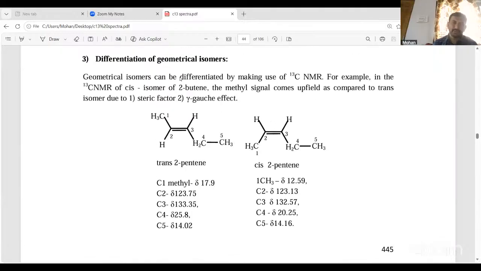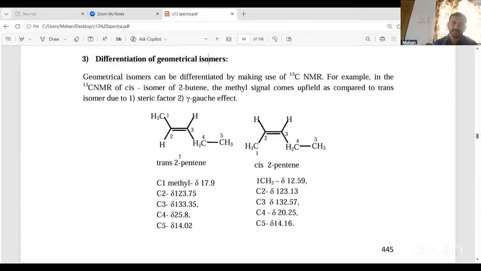So for example, here you see differentiating the geometrical isomers. What are the geometrical isomers generally? The cis-trans isomers. In the olefins, you can see these geometrical isomers. The cis carbon and the trans carbon will show different C13 chemical shift values. Based on that, you can say which isomer it is.